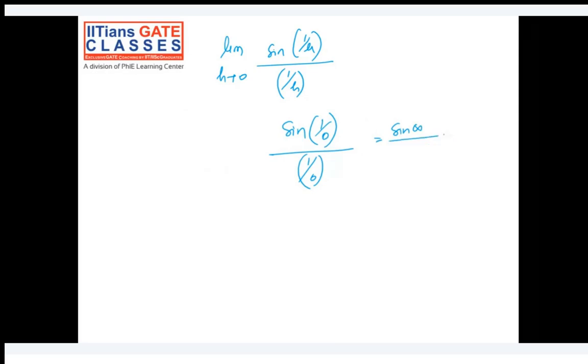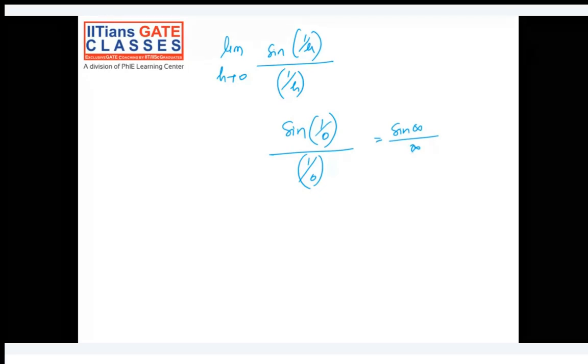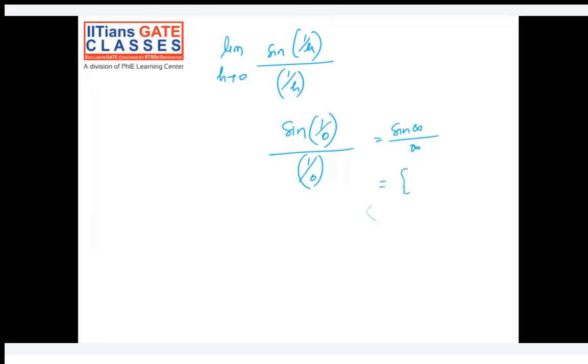Infinity, right? Okay. So it is something like, not straightforward, right? So sine of infinity is what? Sine of infinity is always lying between minus 1 to 1. Any value between minus 1 to 1 divided by infinity will give you the zero value. Okay.